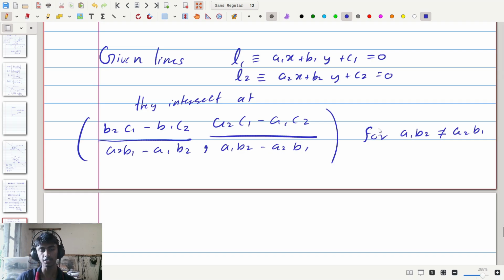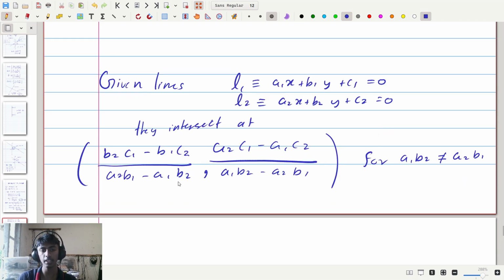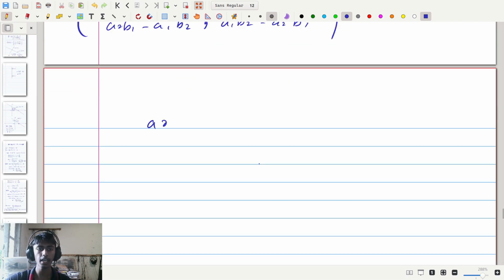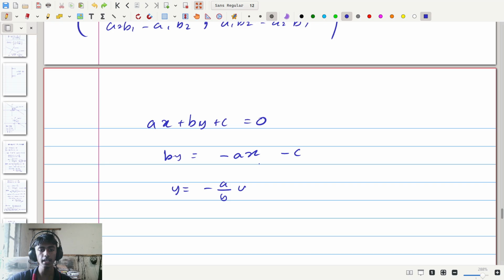So then we have this condition. Given this condition, the two lines intersect at this point here. Shall we take a look at why this condition is necessary? If we consider the equation ax plus by plus c equal to 0, we can rearrange this into the y equals mx plus c format. If we take the ax and c terms to the right hand side, we can see that by is equal to negative ax minus c. Therefore, y is equal to negative a over b x and then minus c over b. Here we can see this is of the form y equals mx plus c.